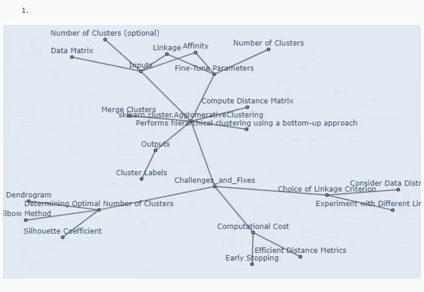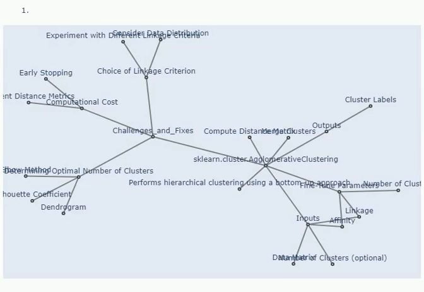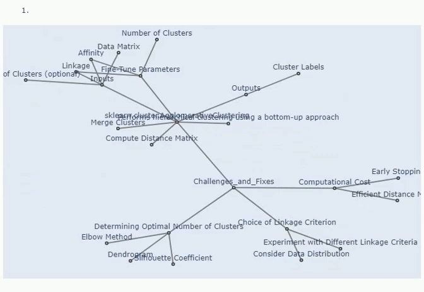Challenges and fixes: computational cost can be expensive for large datasets due to the computation of the distance matrix and the iterative merging process. Efficient distance metrics: use efficient distance metrics like Euclidean or Manhattan distance. Early stopping: stop the clustering process before reaching the desired number of clusters if computational resources are limited.